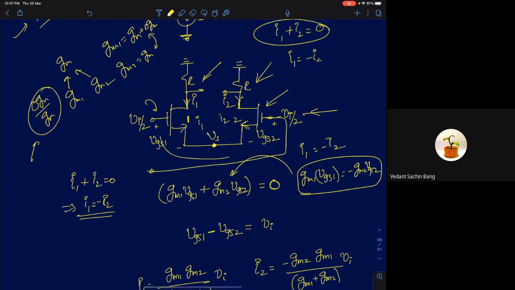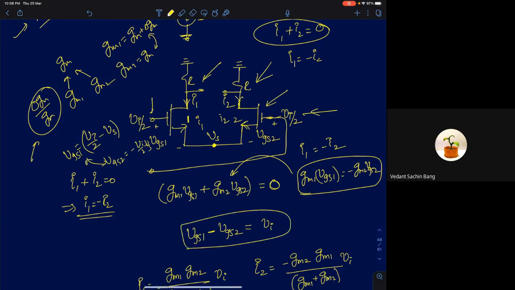So if I see here, I can apply Kirchhoff's voltage law, KVL, in this loop. The gate voltage here is VI by 2 minus Vs, so this is VGS1. VGS1 is VI by 2 minus Vs and VGS2 is minus VI by 2 minus Vs. So subtract the two. VGS1 minus VGS2 should be equal to VI. You can directly apply Kirchhoff's voltage law in this loop and find that out as well. So the difference between the two VGS's is equal to VI.